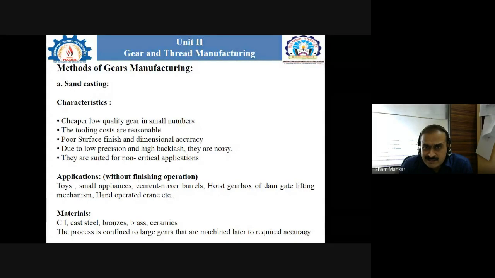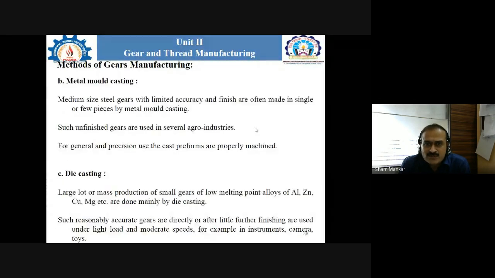So my answer to that particular question is, although there are different kinds of gear manufacturing processes, when we are considering the sand casting process, where there is no such critical application, in that case we are going to consider this process for making the gears by using sand casting. That is one of the important points related to the sand casting process.